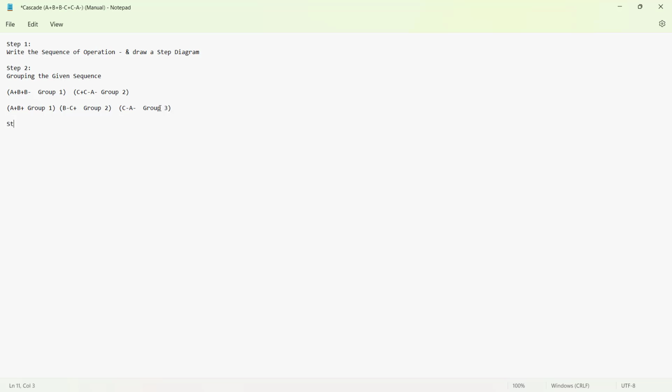Next, step 3: the number of power lines is equal to the number of groups. So totally I have 3 groups, so I require 3 power lines.